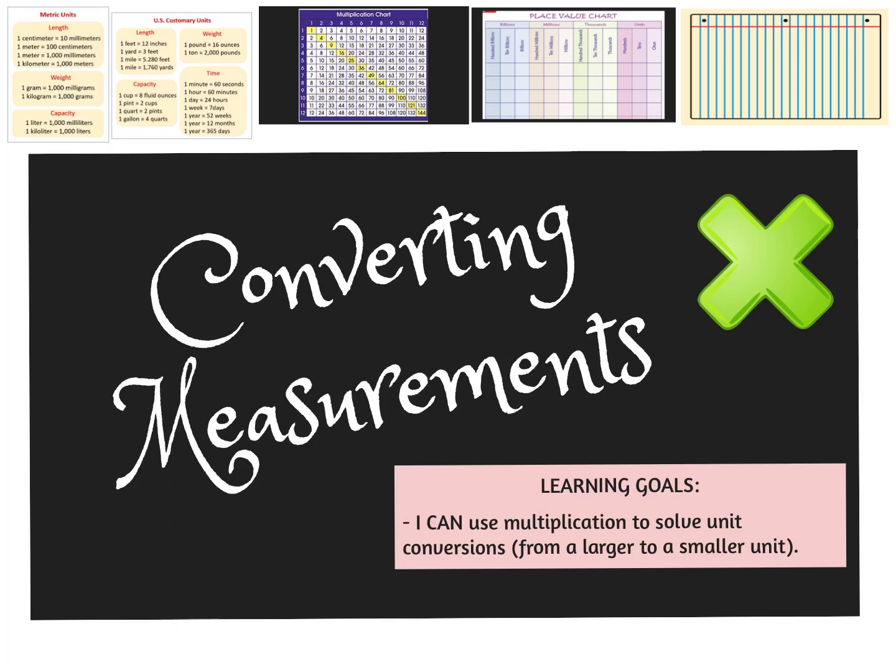Today, we are going to be taking a look at converting measurements. I can use multiplication to solve unit conversions from a larger to a smaller unit. Converting means to change from one thing to another, and a unit of measurement is a standardized amount we can use to quantify something we are measuring. For example, we can measure time, distance, weight or mass, and capacity.